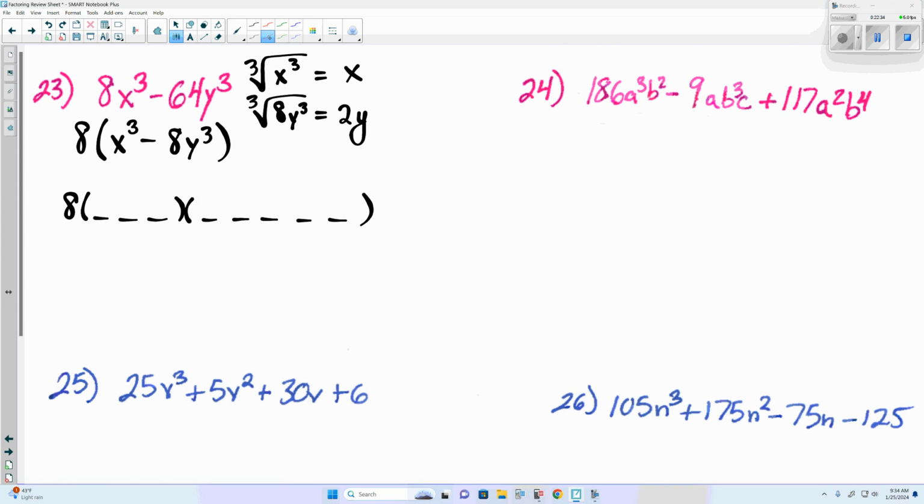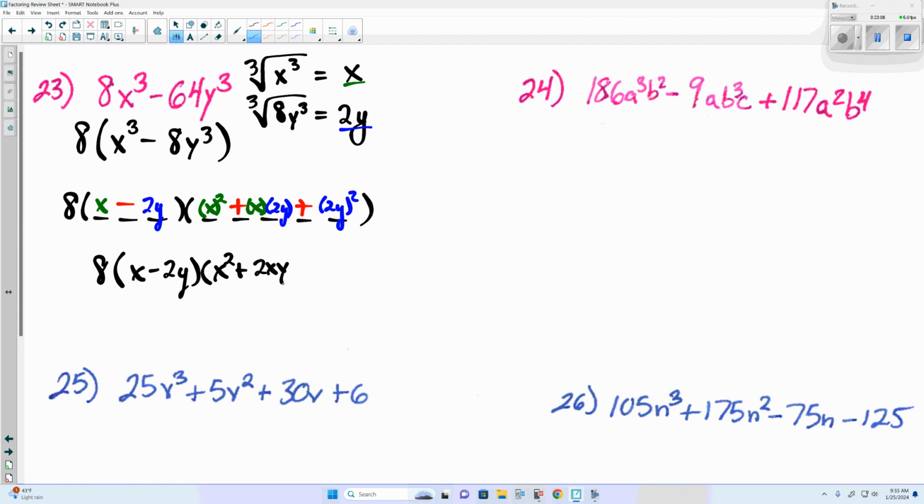Our signs would be minus, plus, plus. Same, opposite, always end on a positive note. First one, yes, because we would have x squared, x to the first, no x term. Then our 2y would be 2y to the first, and then 2y squared. And when simplified, we'd have 8 times x minus 2y times x squared plus 2xy plus 4y squared.